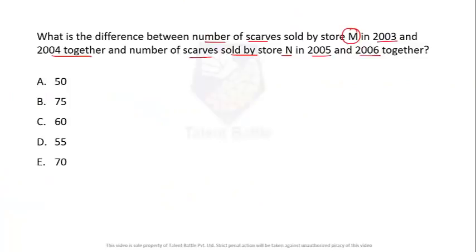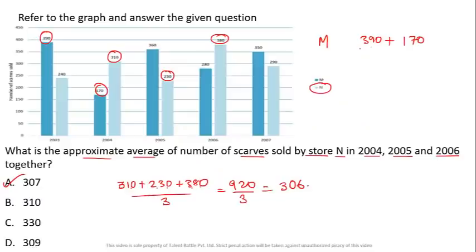We want to find the difference between the number of scarves sold. For N in 2005 and 2006, it is over here: 230 and 380. So 390 minus 380 is 10, and 170 minus 230 is minus 60. So the difference comes out to be 50.